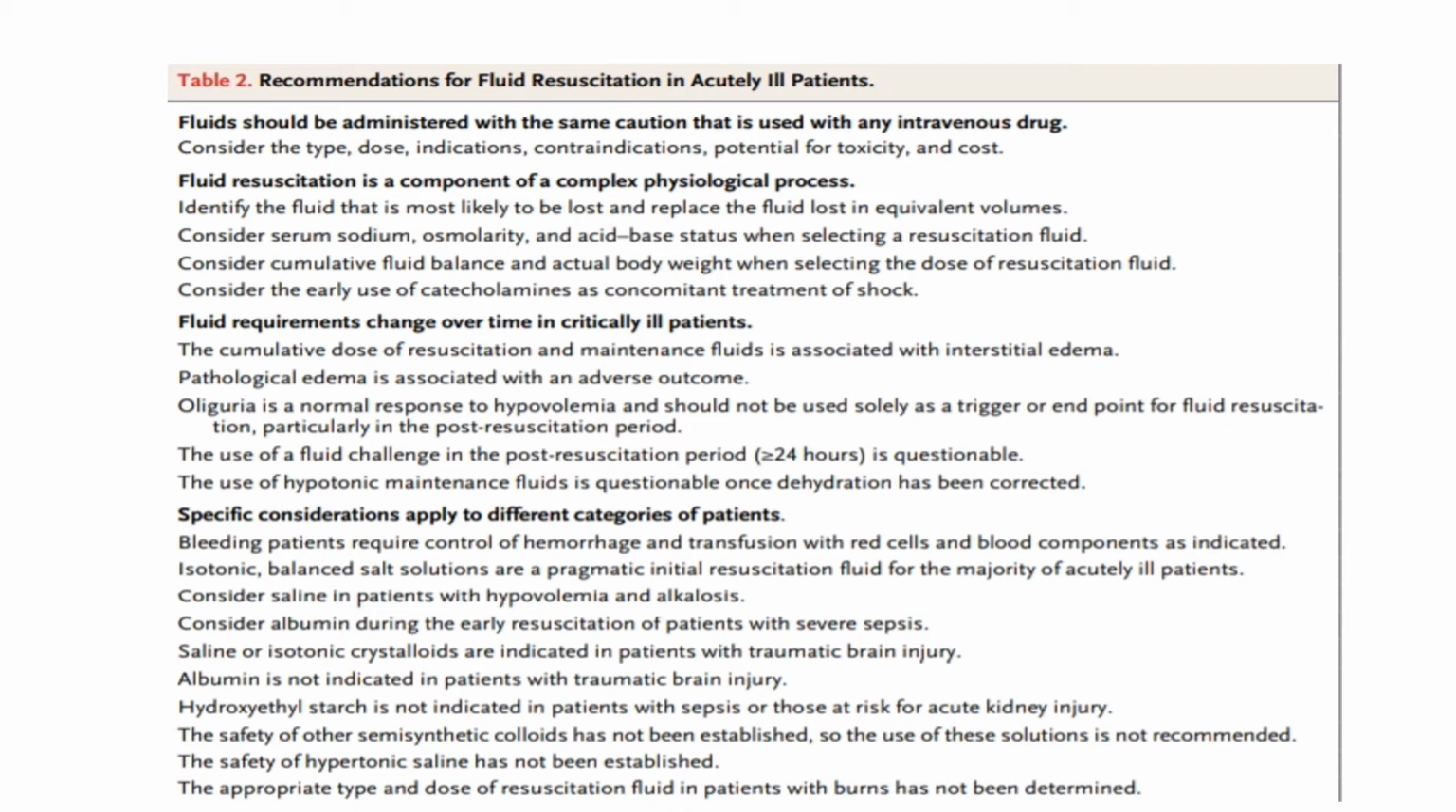Saline or isotonic crystalloids are indicated in patients with traumatic brain injury. Albumin is not indicated in patients with traumatic brain injury. Hydroxyethyl starch is not indicated in patients with sepsis or for those at risk of acute kidney injury. The safety of other semi-synthetic colloids has not been established, so the use of these solutions is not recommended. And the safety of hypertonic saline has not been established.